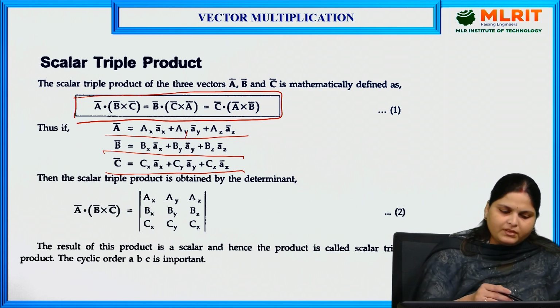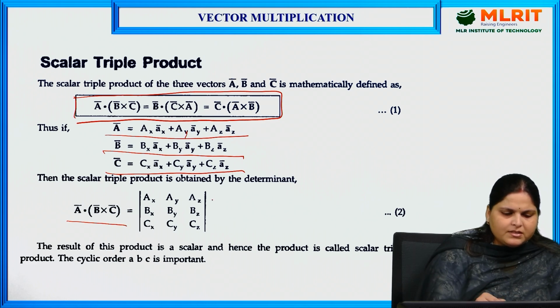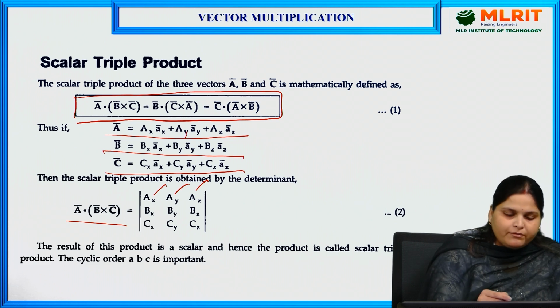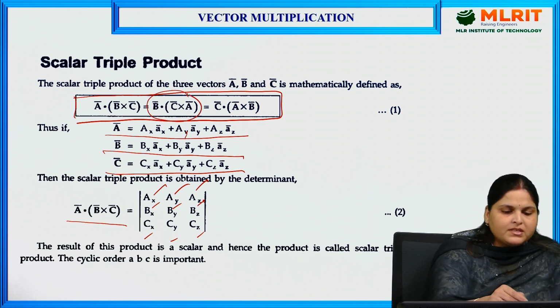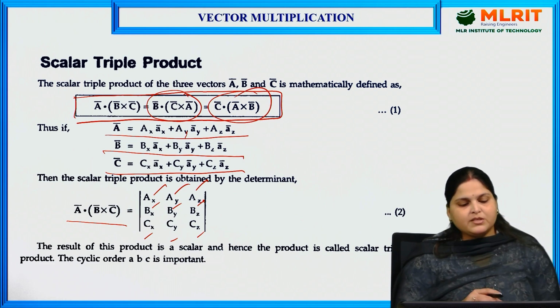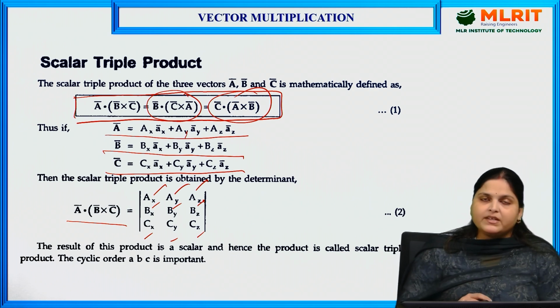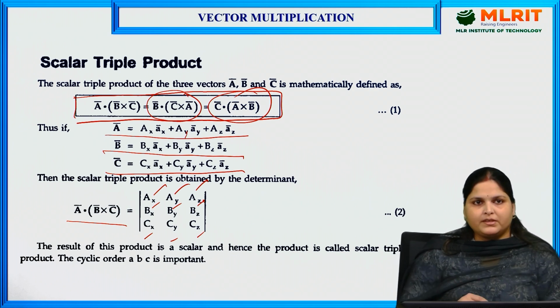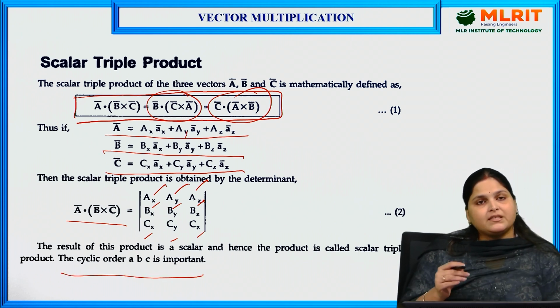So, we will write it like this. A dot B cross C can be written in matrix, determinant form: AX, AY, AZ, BX, BY, BZ and CX, CY, CZ, right? That is how we can write B dot C cross A as well as C dot A cross B. The result of this product is a scalar and therefore this product is called scalar triple product. And we always need to take care of the cyclic order, A, B, C, otherwise the sign will change.